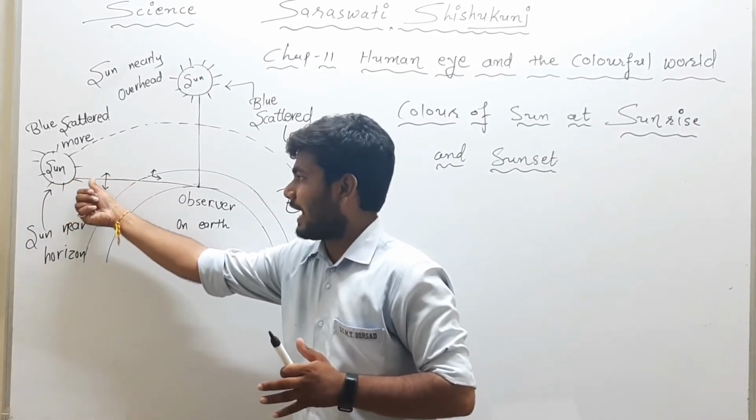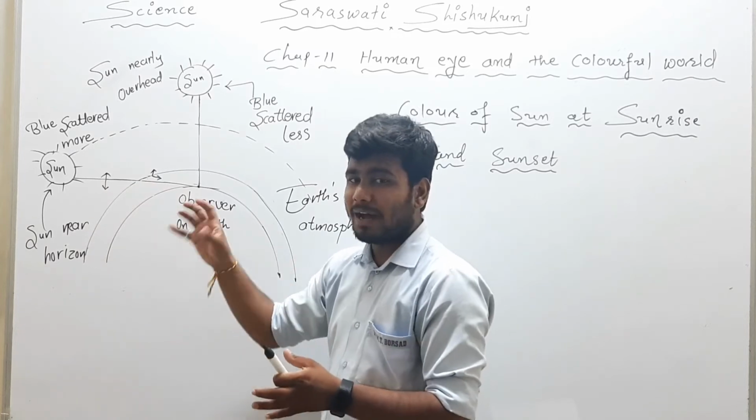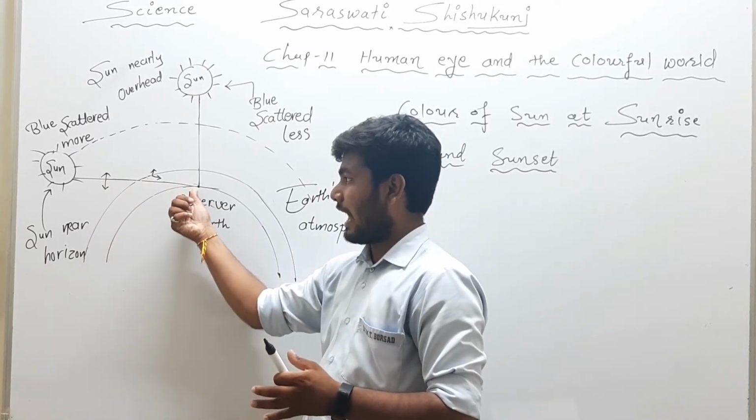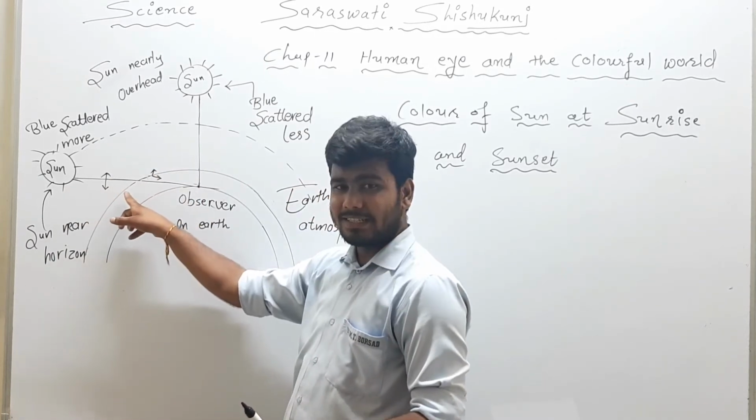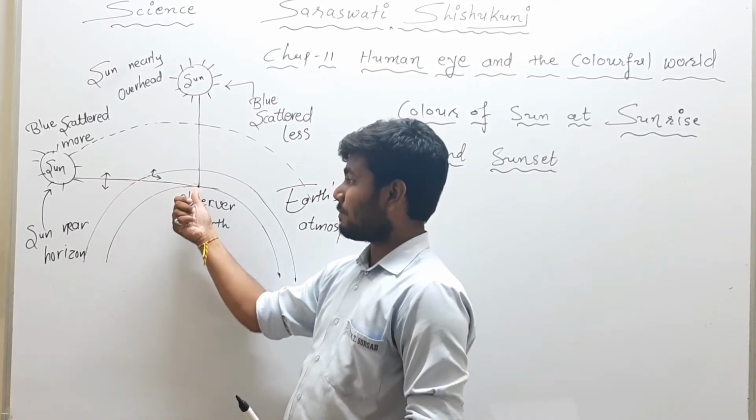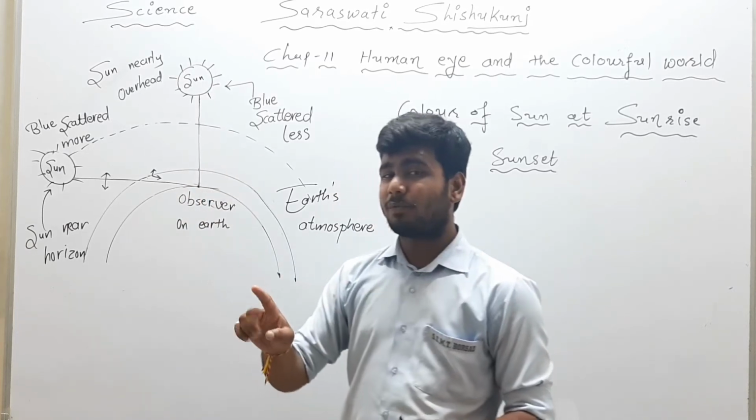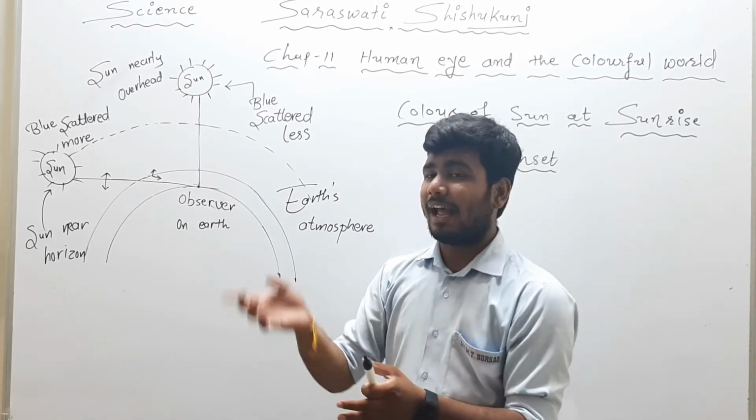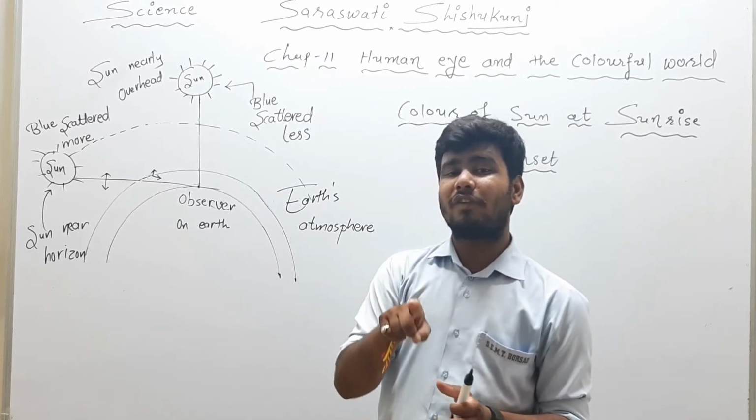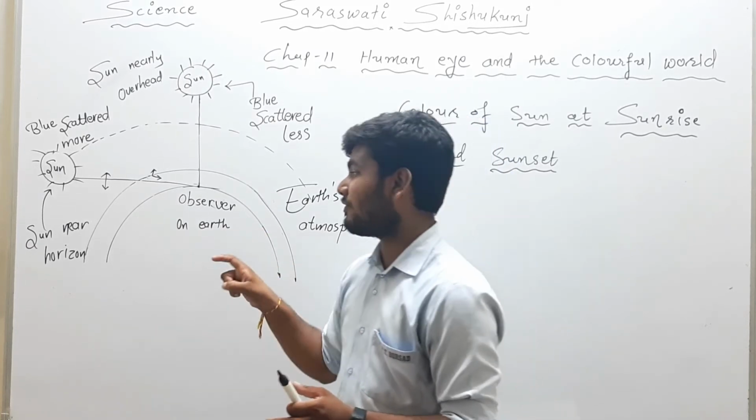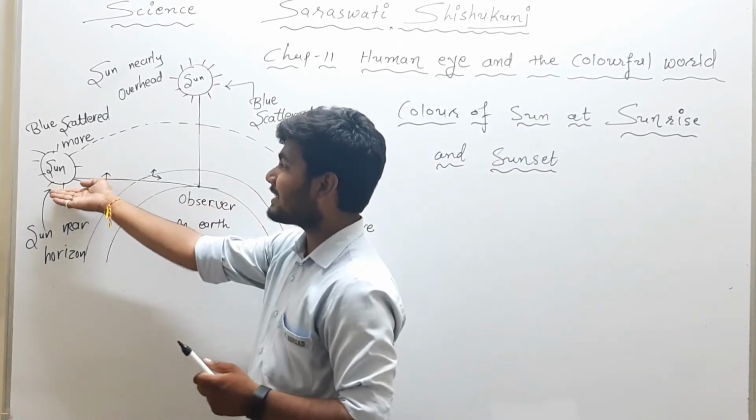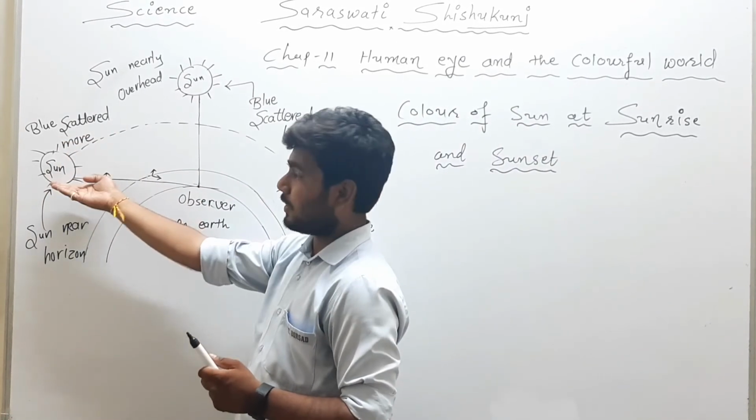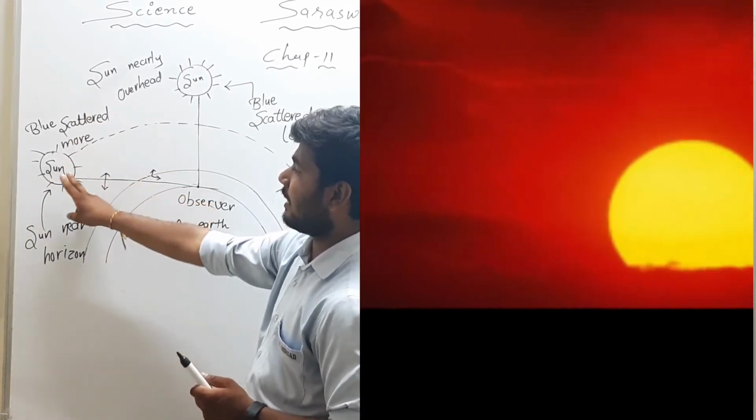So here the scattering of blue color will be done, but when it enters the observer's eye, the scattering of blue color is almost done by the minute particles, but the light which enters the observer's eye is the light which is not scattered, and that will be of long wavelength, and that long-wavelength color, we know, is red. So during sunrise and sunset, the color of the sun is red, right?